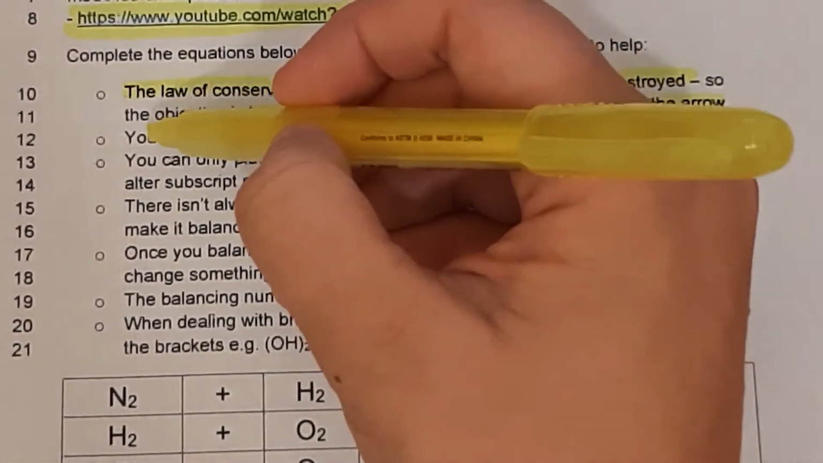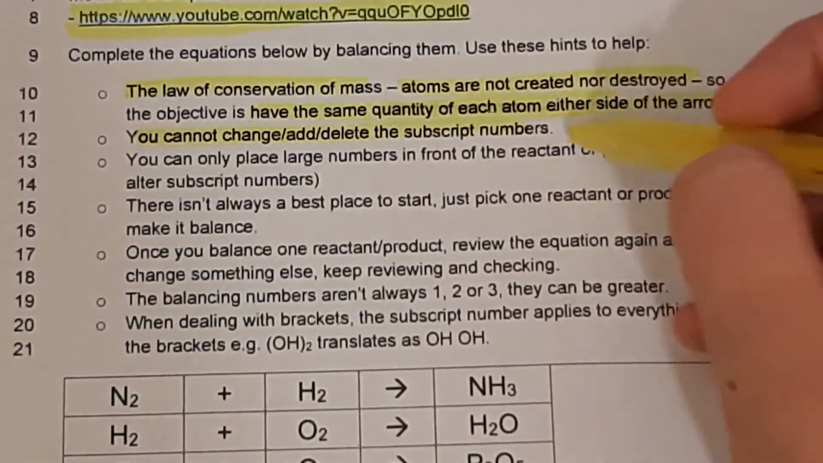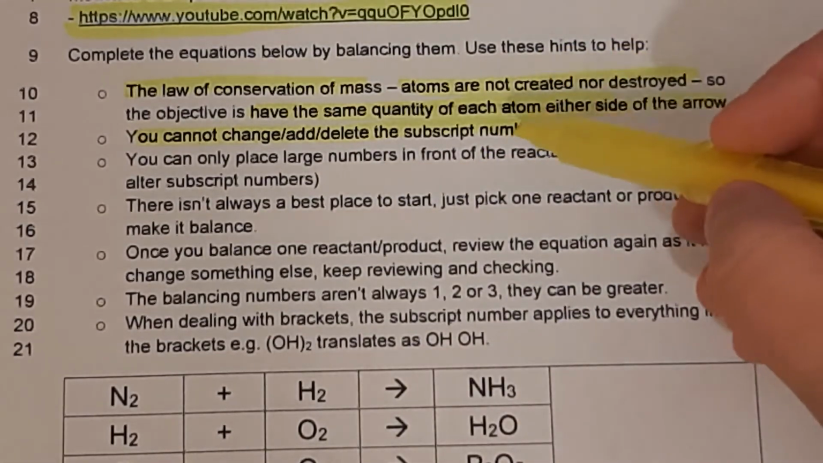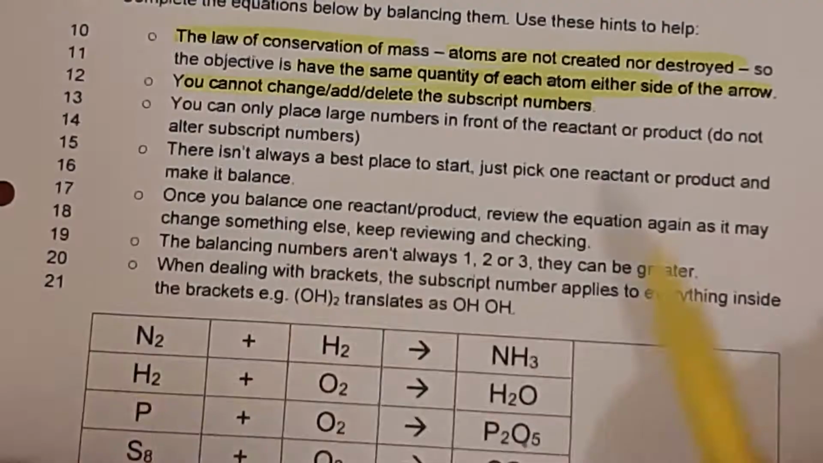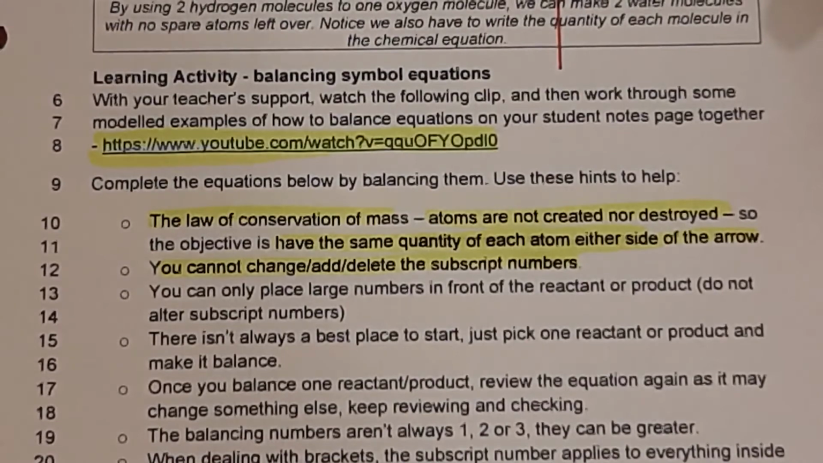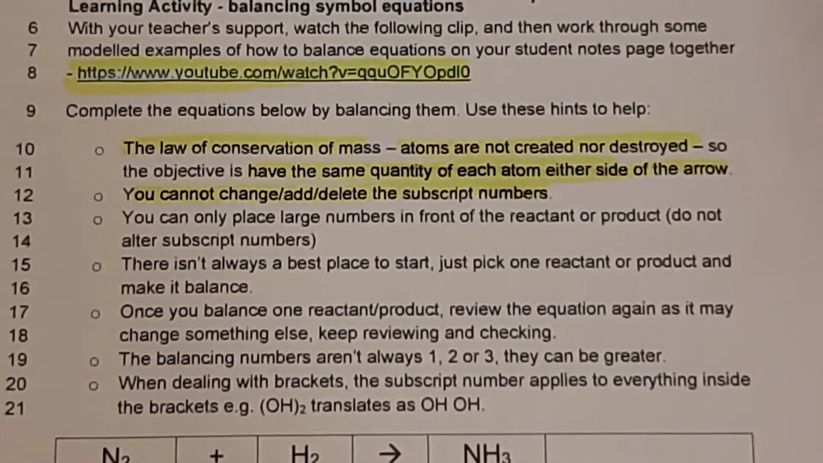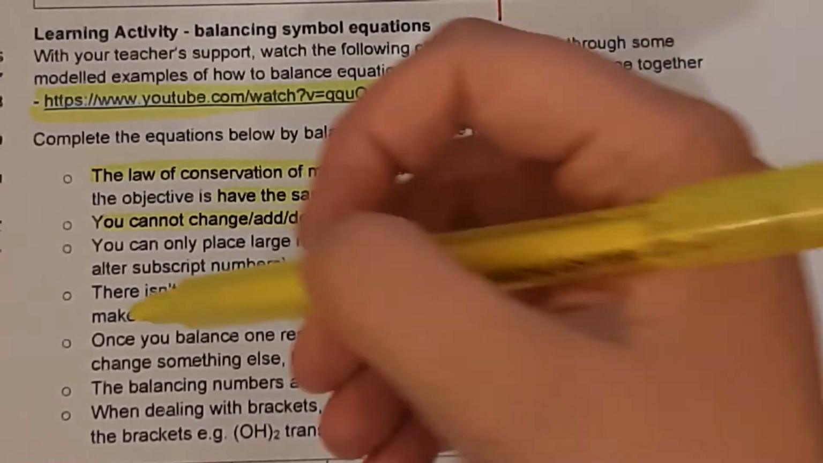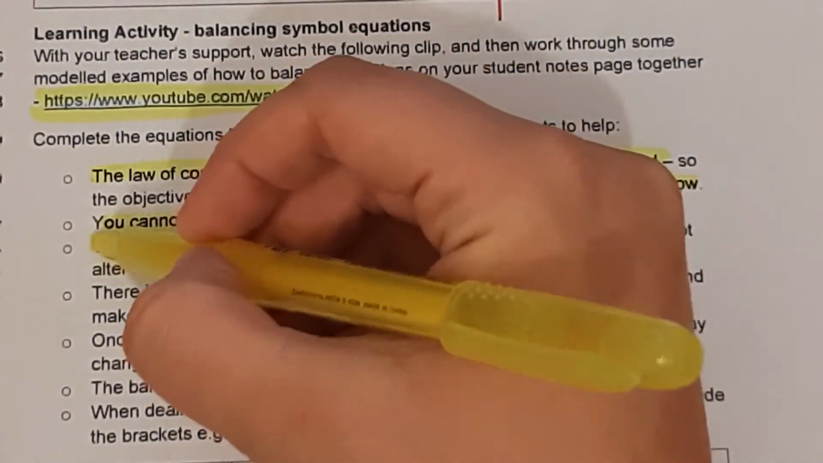Okay, you can't change or delete or add to the subscript numbers. Subscript numbers are, for example, this little 2, that is a subscript number. You can't change that. That means that the atom goes around as a pair always. Now, you can only place large numbers in front of the reactant or the product, not the subscript numbers.